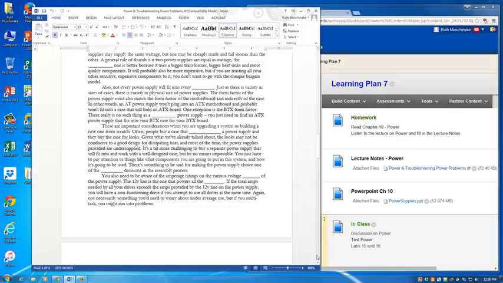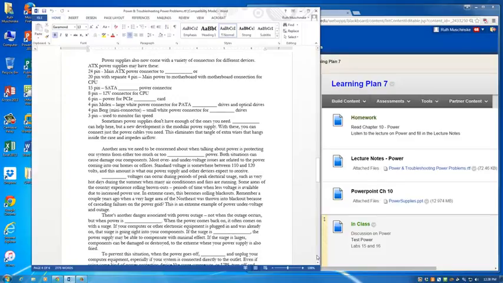You also need to be aware of the amperage ratings on the various voltage lines of the power supply. The 12-volt line is the one that powers all of the drives. If the total amps needed by all of your drives exceeds the amps provided by that 12-volt line on the power supply, you will have a non-functioning drive if you attempt to use all of them at the same time. Again, this is not necessarily something you'd need to worry about under average use, but if you multitask, you might run into problems.